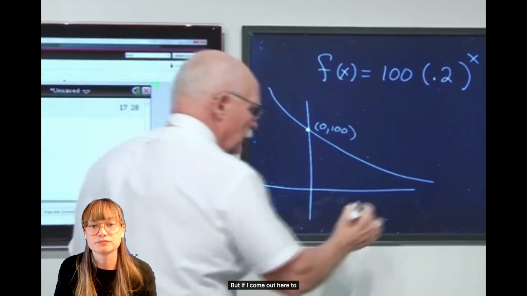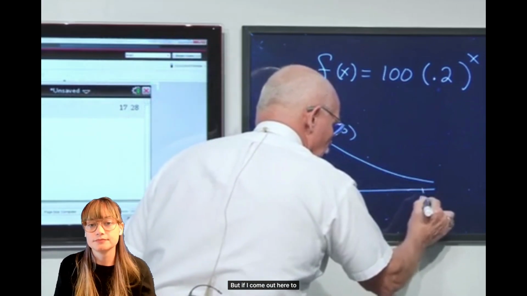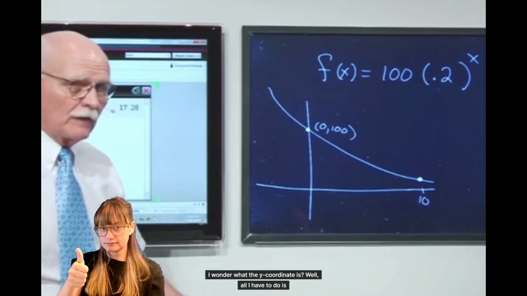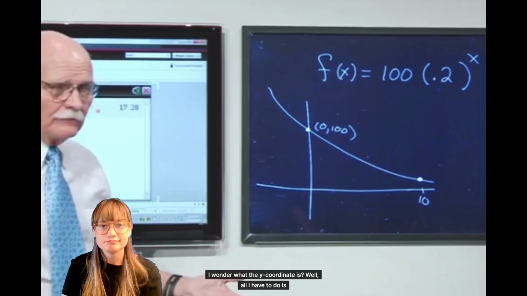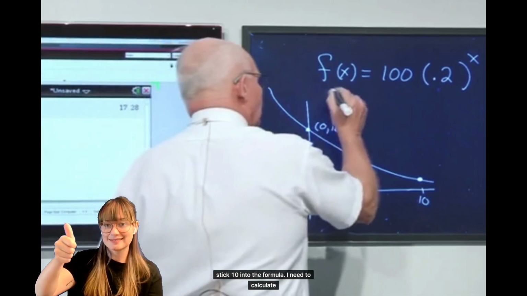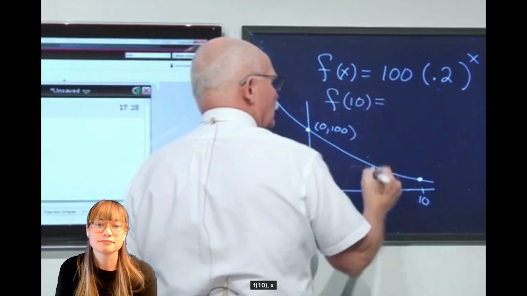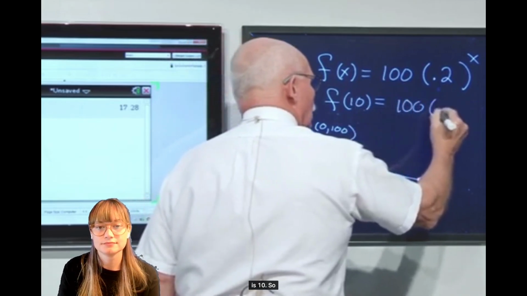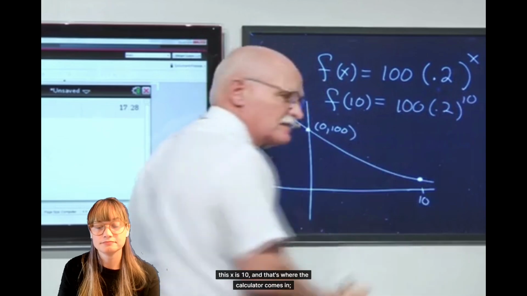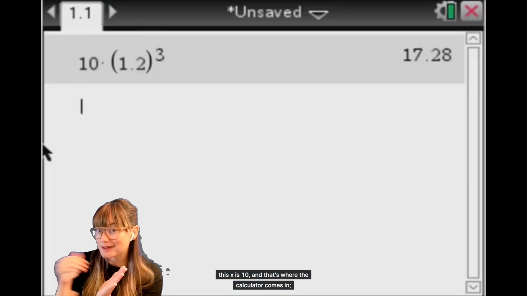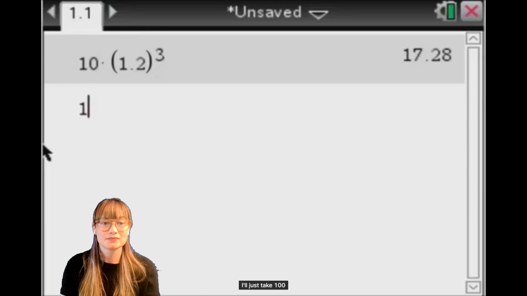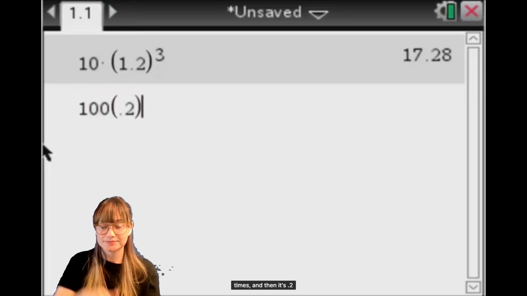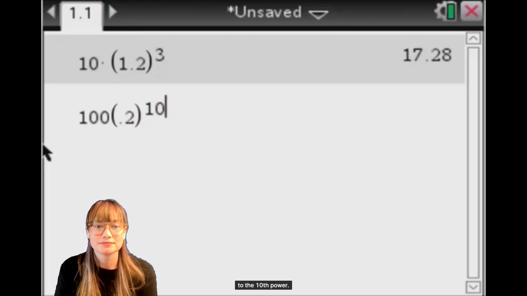Okay? But if I come out here to this point, whose x-coordinate is 10, I wonder what the y-coordinate is. Well, all I have to do is stick 10 into the formula. I need to calculate f of 10. X is 10. So this x is 10. And that's where the calculator comes in. I'll just take 100 times, and then it's 0.2 to the 10th power.